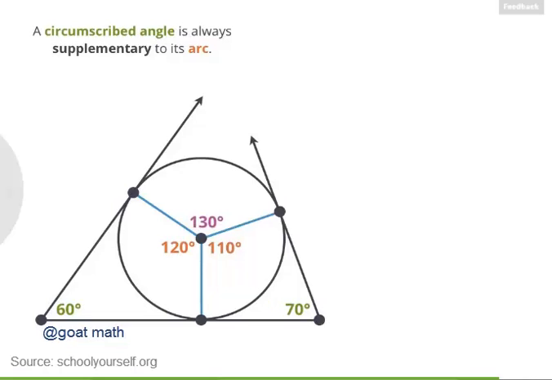So again, nicely done. Also, you might have noticed that 130 happens to be the sum of the 60 and 70 degree angles down here. Perhaps you can prove that an angle like this is always the sum of the two circumscribed angles. But in any event, the big takeaway from this lesson is that a circumscribed angle, like this one, is always supplementary to its arc.